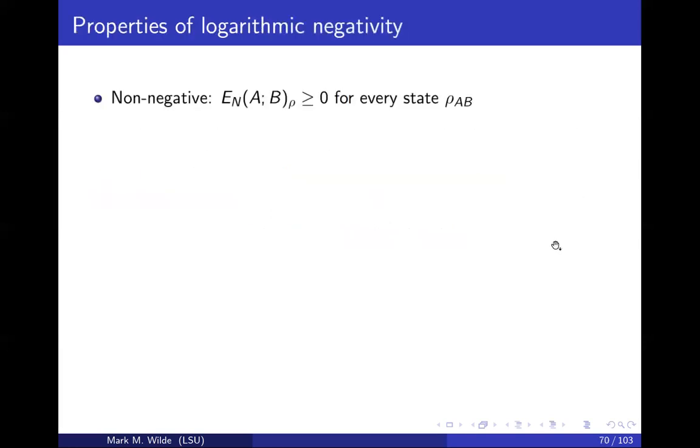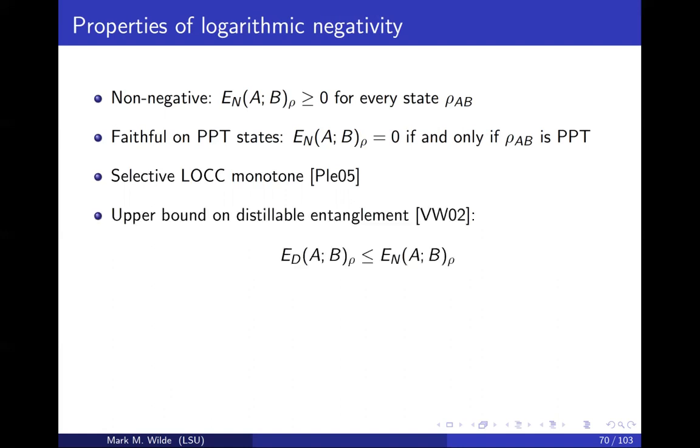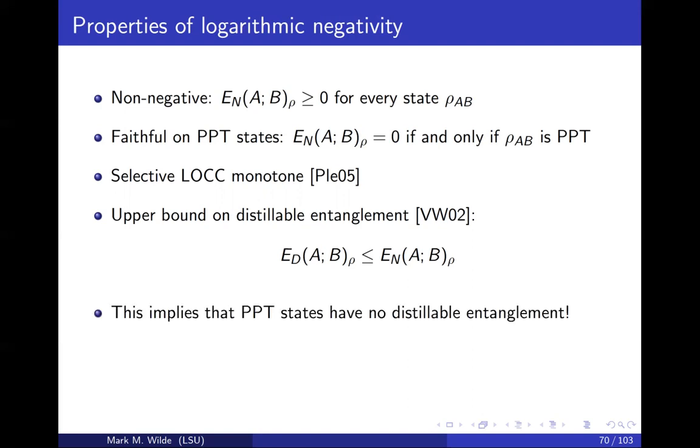So what are its properties? It's non-negative for every state. We didn't prove that. We kind of just argued for it now. We did argue one direction, that if the state is PPT, then the log negativity is 0. But it turns out the other direction is true also. So it's faithful on PPT states. That's something you can prove. It's a selective LOCC monotone. And it's an upper bound on distillable entanglement. So it is an upper bound, but there is actually a better upper bound in terms of Rains' relative entropy. So we'll get to that later.